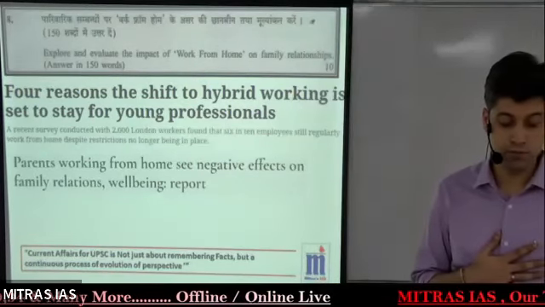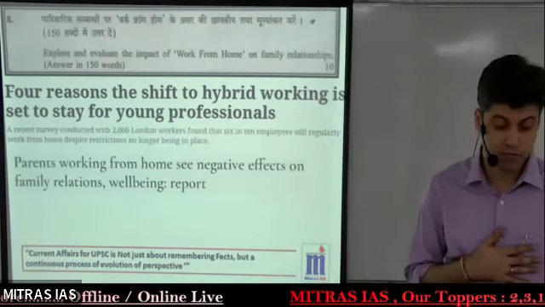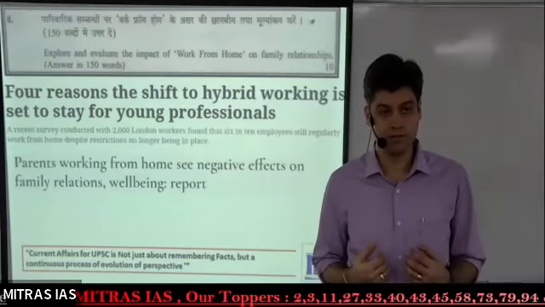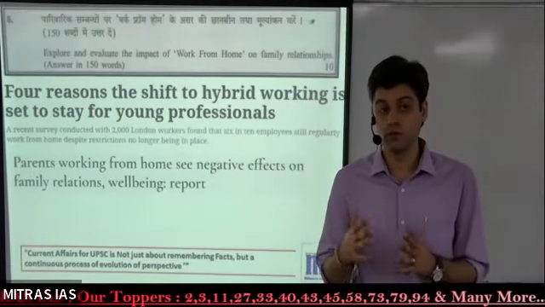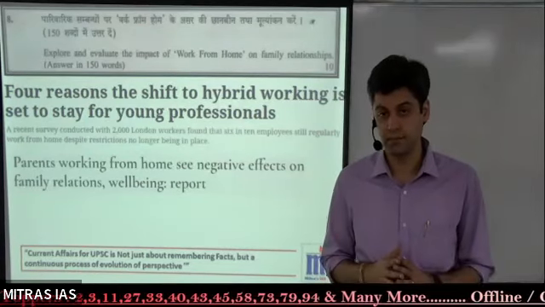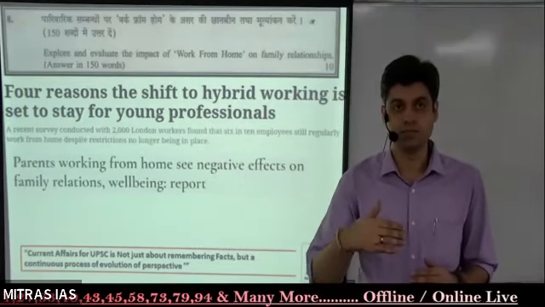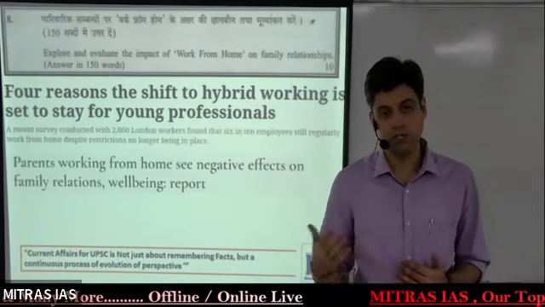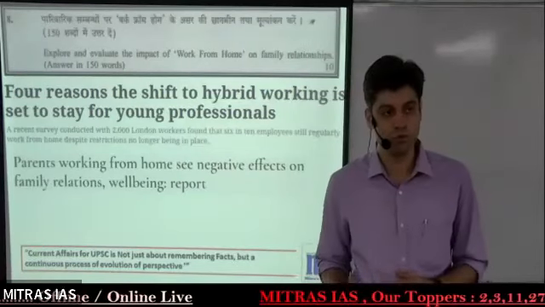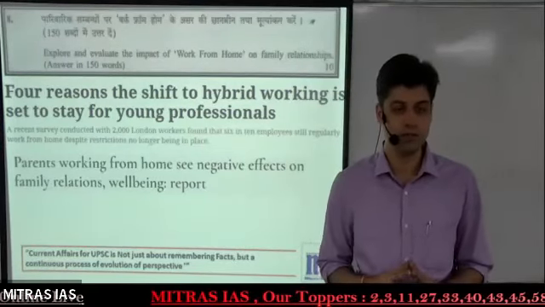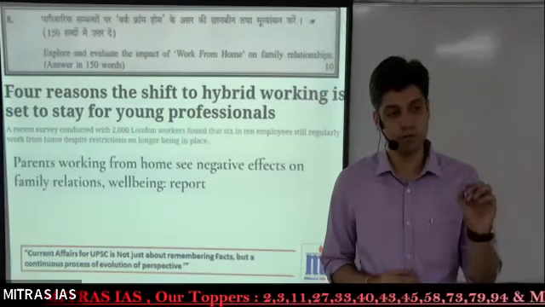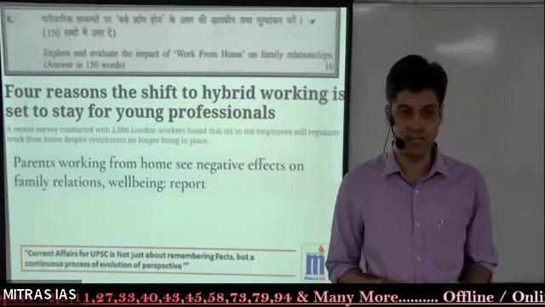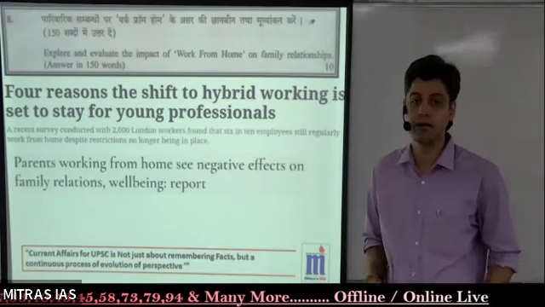So current affairs for UPSC is not just about remembering facts, but a continuous process of evolution of perspective. It is not a one-time thing for you. Sometimes more and more editorials will add dimensions to your understanding. This is a very dynamic topic. Its impact is not understood in a day or two. It took a year and a half, 2 years to understand the impact of work from home. And that is where the latest studies have also come in. When you read certain articles, especially of late, there will be dedicated studies and references to that data, which you can quote in such questions and which will really impact your answer.